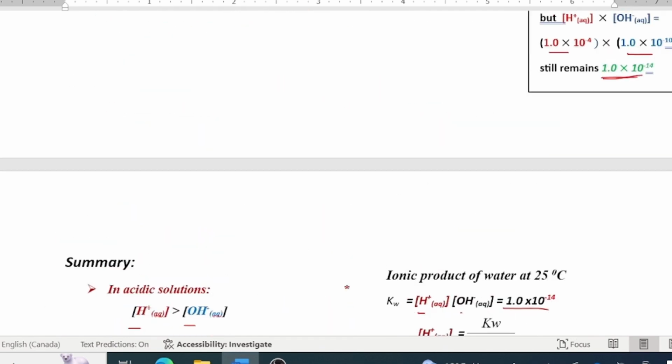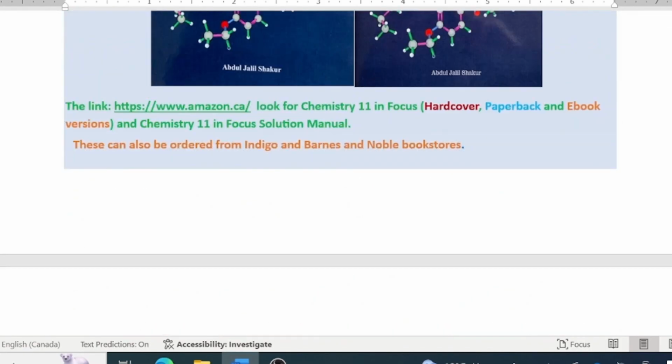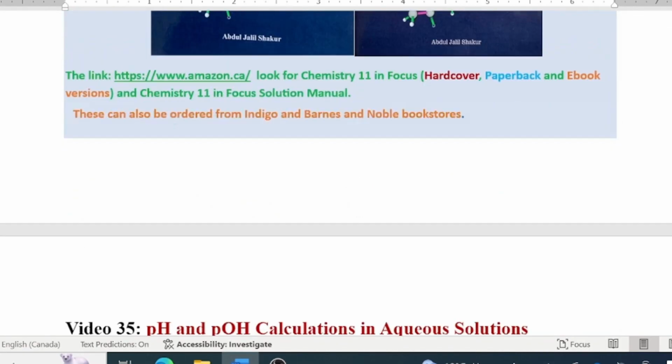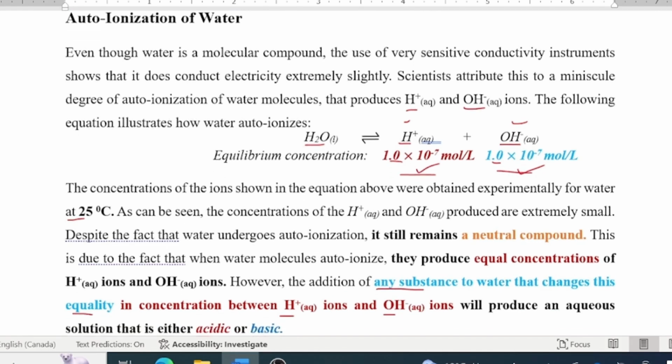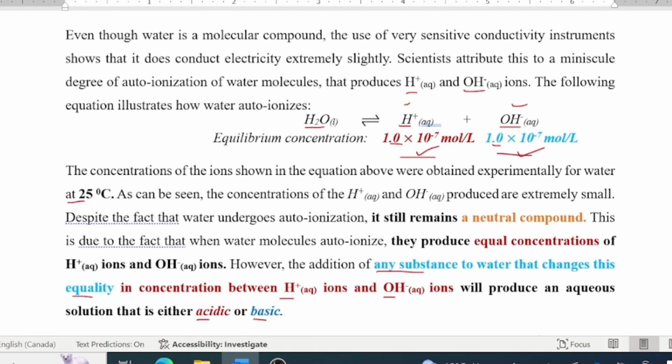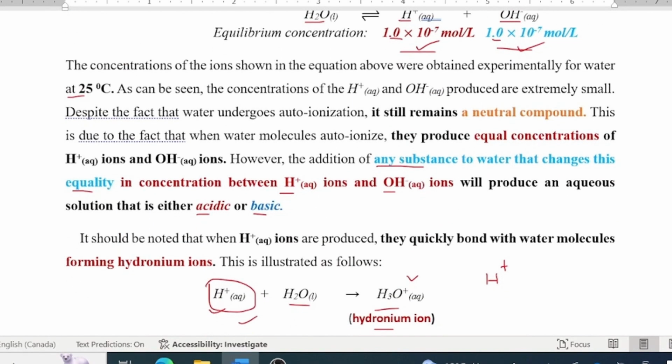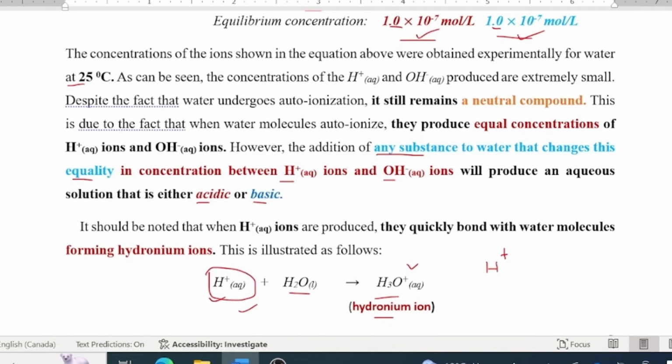What we are saying is this. Generally speaking, water at room temperature ionizes to produce these quantities of hydrogen and OH ions. You can see at 25 degrees Celsius, equal concentration is produced. Therefore, water is neutral. Anything that is added to the water that upsets that balance will either make it acidic or basic.